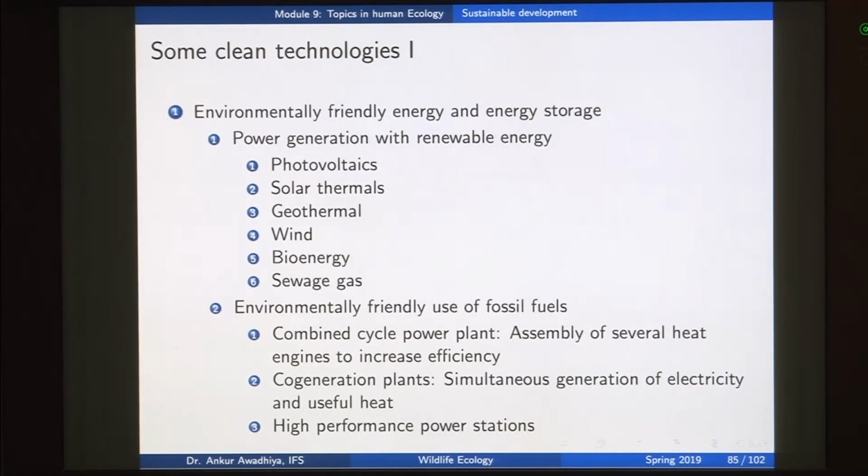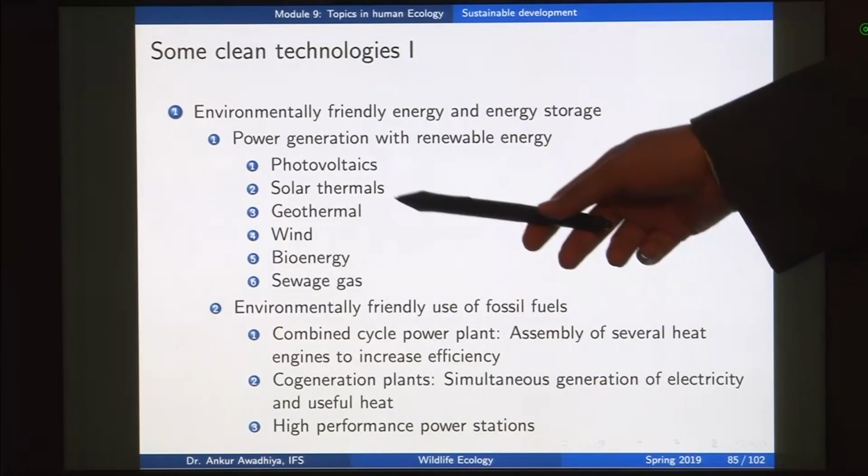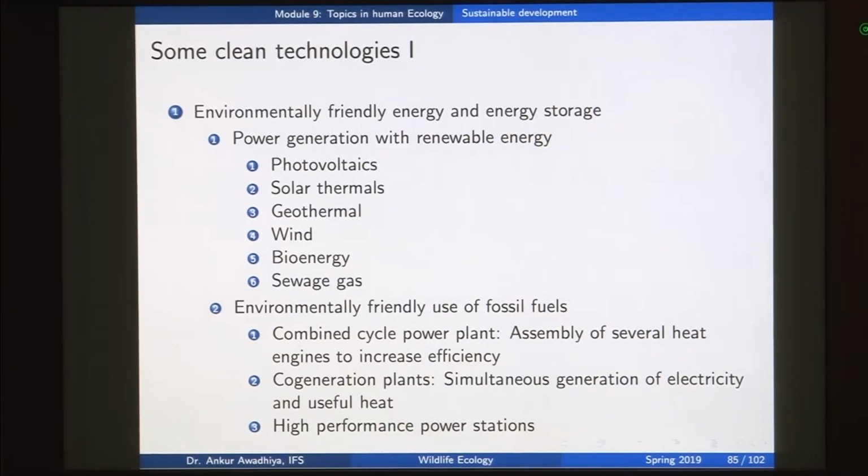So, we will have a look at some clean technologies. Clean technologies such as environmentally friendly energy and energy storage. In the case of power generation with renewable energy, we talk about solar cells, solar thermal energy production, geothermal energy, wind energy, bioenergy, sewage gas energy, or we talk about environmentally friendly use of fossil fuels, in which case we talk about combined cycle power plants.